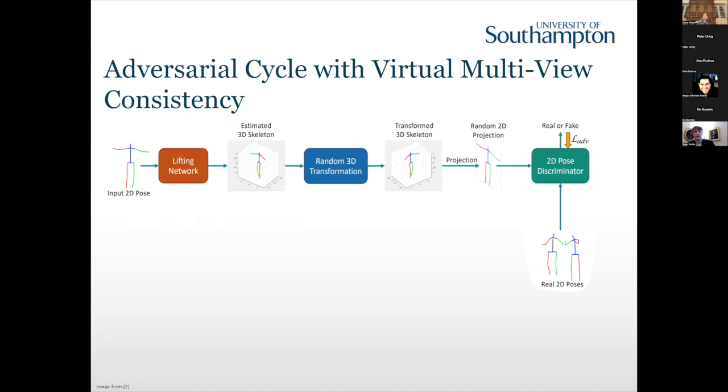So this led to an adversarial cycle. Yasunori Kudo introduced this adversarial cycle where he had a lifting network. I'll go onto this screen. He had a lifting network, then a random 3D transformation. This transformed 3D skeleton went through a random 2D projection, and then this was seen by a discriminator. But you can actually improve this.